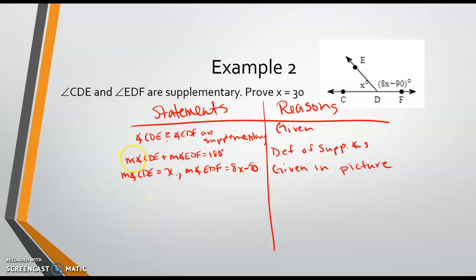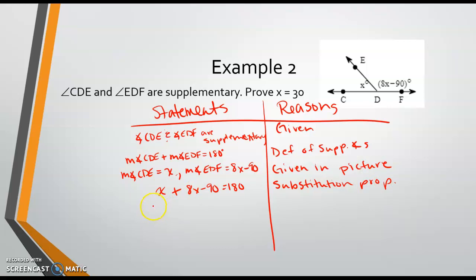From here, I know that I have supplementary angles, so CDE plus EDF is 180 degrees. I know what these angles are, so now I'm going to use the substitution property. CDE, which is x, plus EDF, which is 8x minus 90, equals 180 degrees. So this is the substitution property, where we replace an unknown with something that we do know.